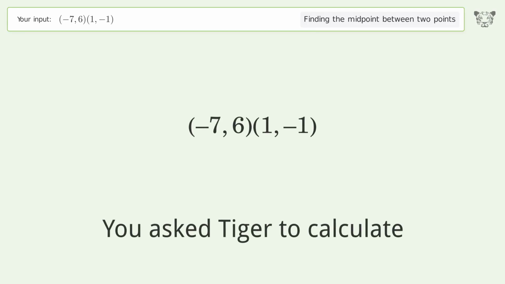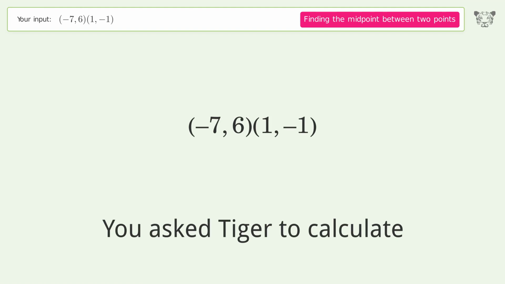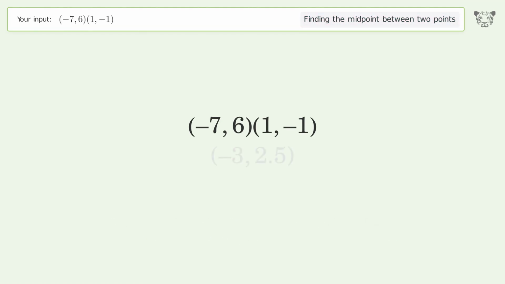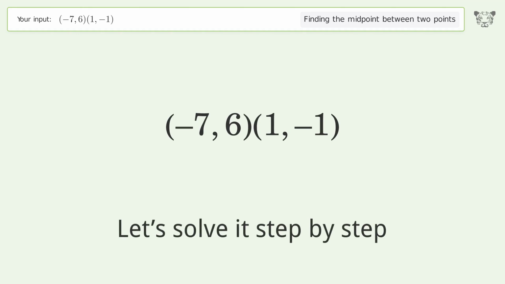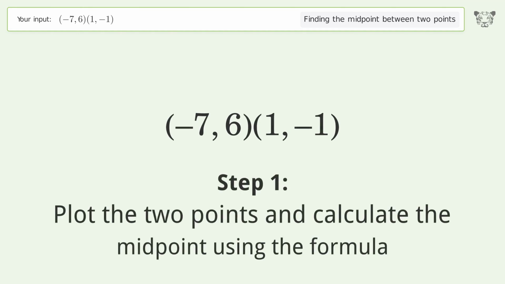You ask Tiger to calculate. This deals with finding the midpoint between 2 points. The midpoint between the 2 points is -3, 2.5. Let's solve it step by step. Plot the 2 points and calculate the midpoint using the formula.